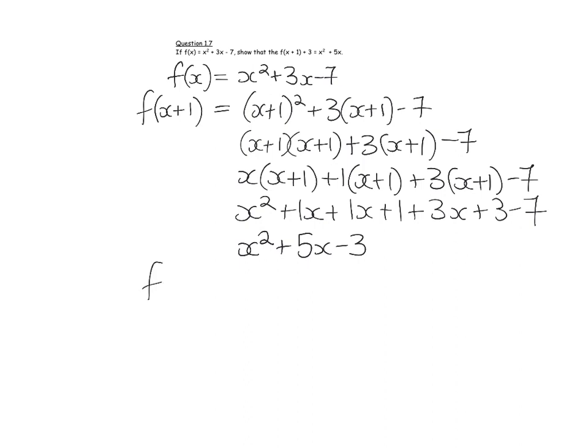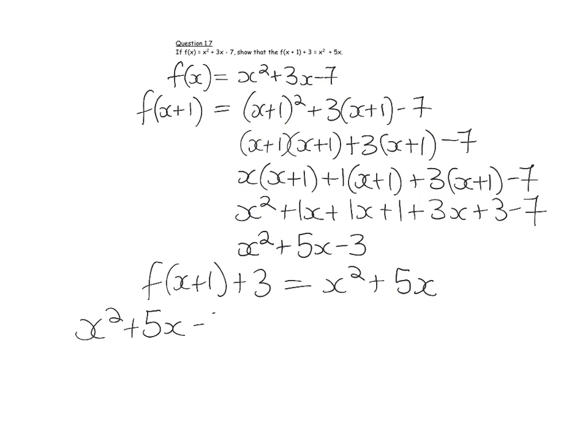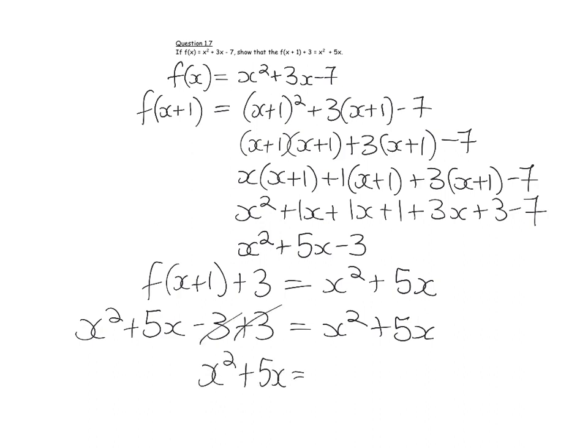So now they want f of x plus 1 plus 3 is equal to x squared plus 5x. So write that out. We know that f of x plus 1, we figured that out and we said it was x squared plus 5x minus 3, plus 3 is equal to x squared plus 5x. So we have 3 take 3, that'll give us nothing, and we'll be left with x squared plus 5x is equal to x squared plus 5x. So we're done. The both of them are equal, and that's completely perfect.